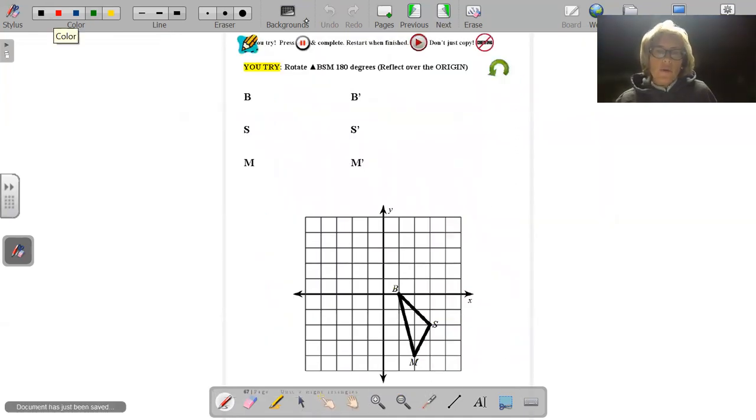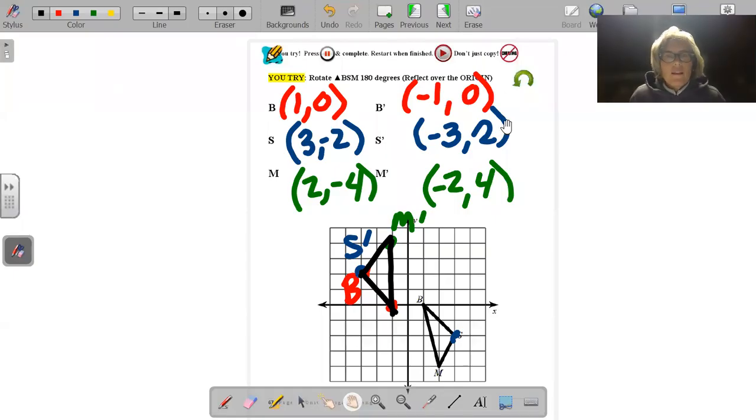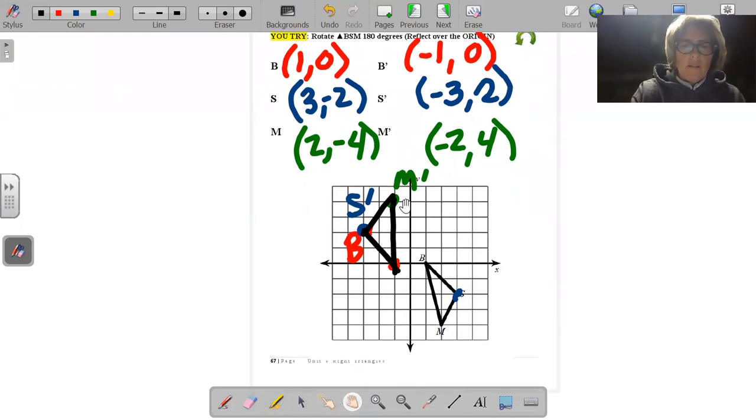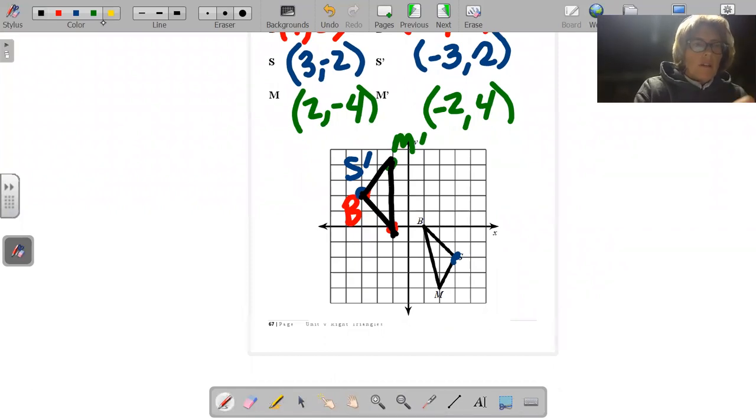Last one, you do this on your own. If you've done this correctly, you should have -1, 0, -3, 2, -2, comma 4. And in this image, once again, if you flip over the origin and rotating 180 is the exact same image. S to S prime, over the origin, rotate 180.